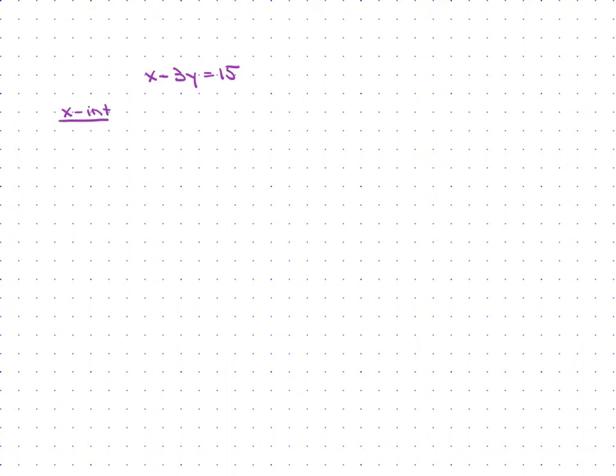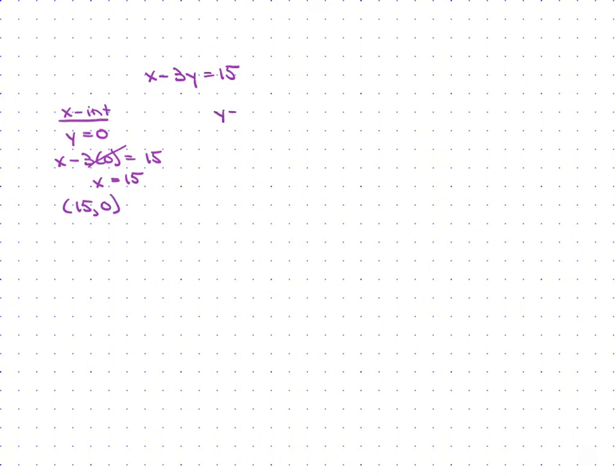The x-intercept is, what is the value for x when y is 0? So for the x-intercept, y is equal to 0. So we can take our equation, substitute 0 for y, and notice this term, anything multiplied by 0 turns into 0, and we're left with x is equal to 15. So our x-intercept is 15, 0. x is 15 when y is 0.